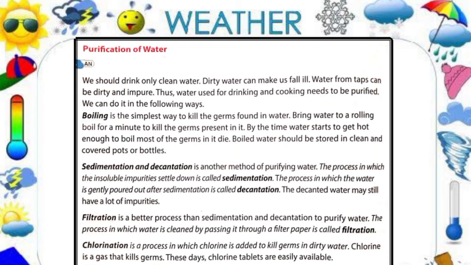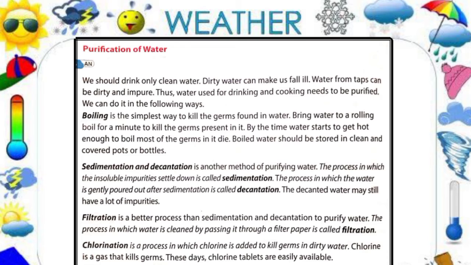So as you know, we should drink only clean water, because dirty water can make us fall ill, and water from taps can be dirty and impure also. Thus water used for drinking and cooking needs to be purified. So we can do it with some ways, like boiling.